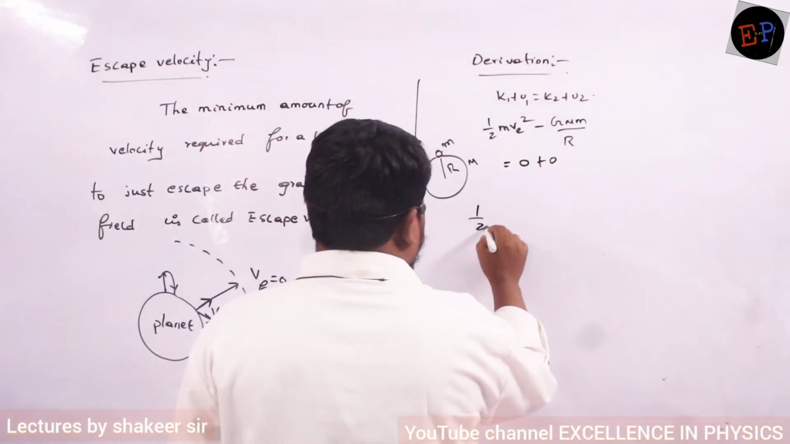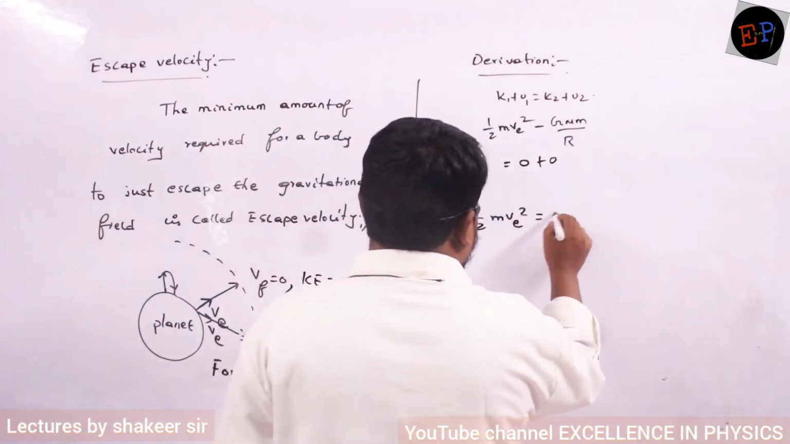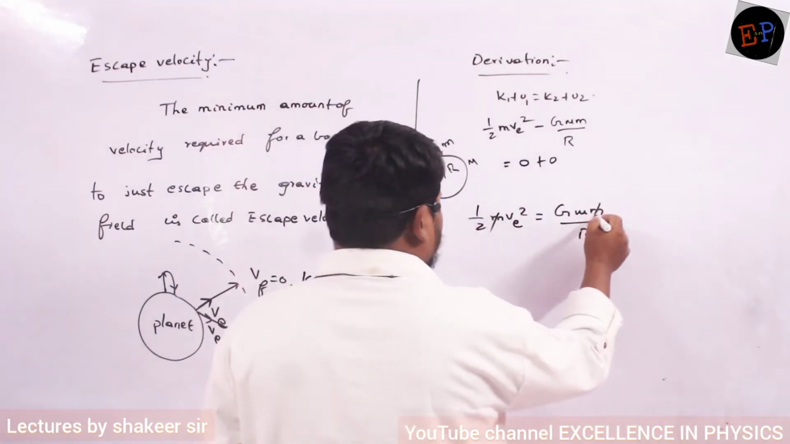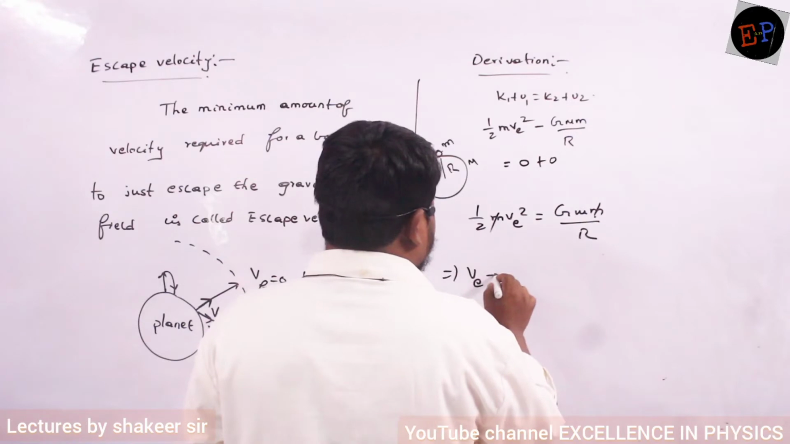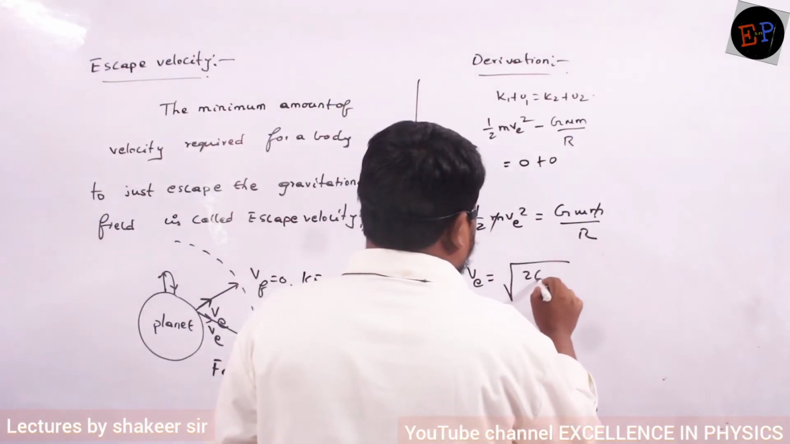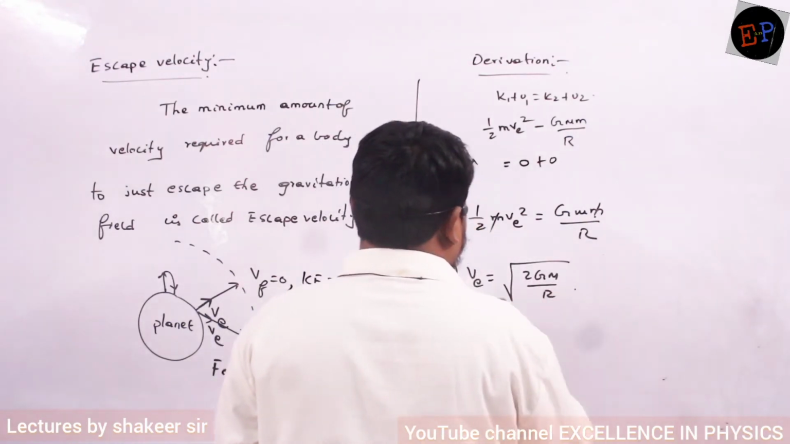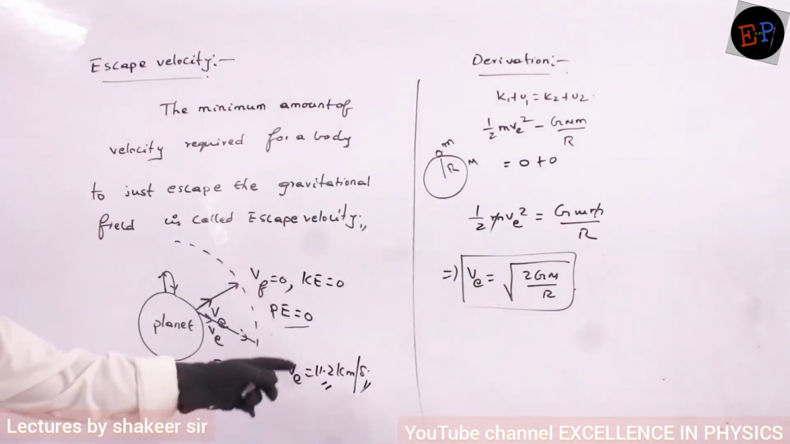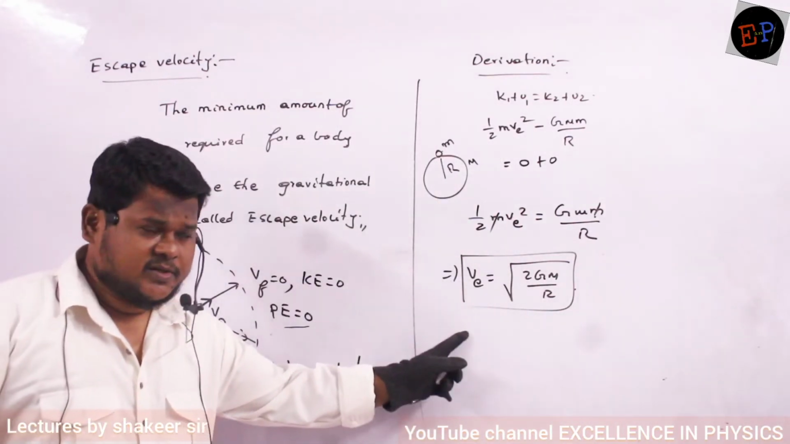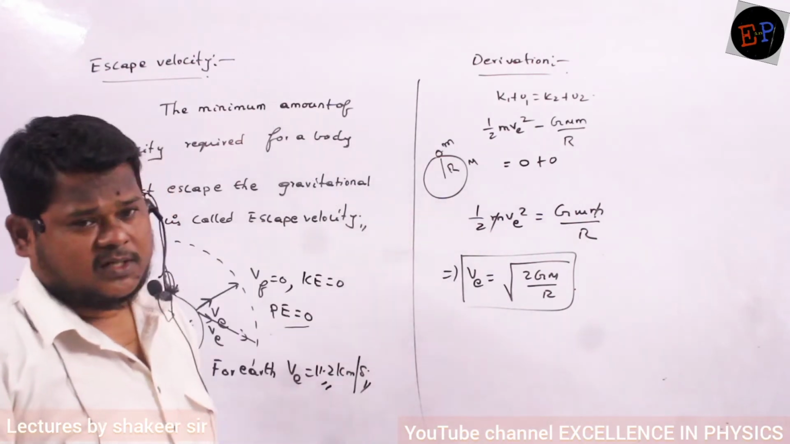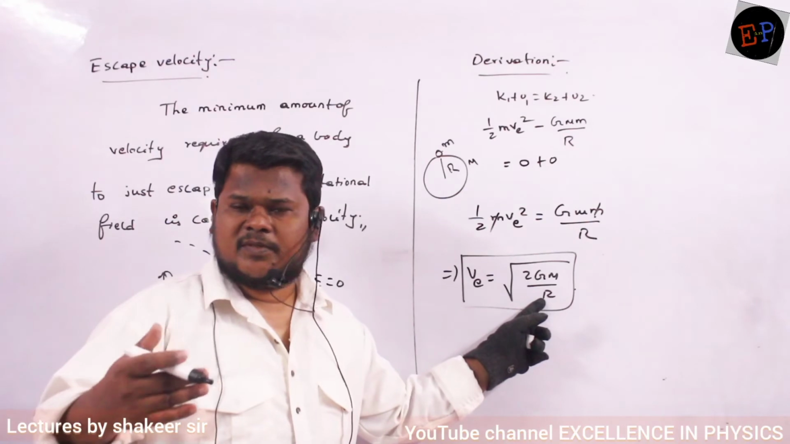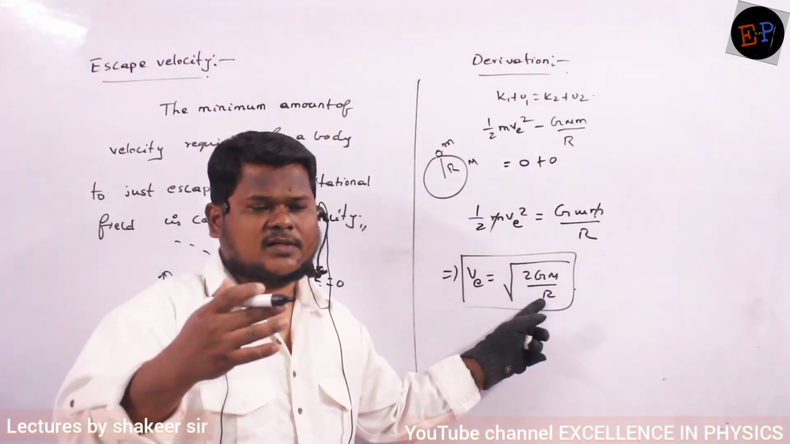I will get half m VE square is equal to GMm divided by r. So small m will get cancelled. Therefore, VE is equal to root of 2GM divided by r. This is the equation. Are you able to understand? This is the equation for escape velocity when a body is thrown from the surface of the earth, because r means radius, where the body is present on the surface of earth.